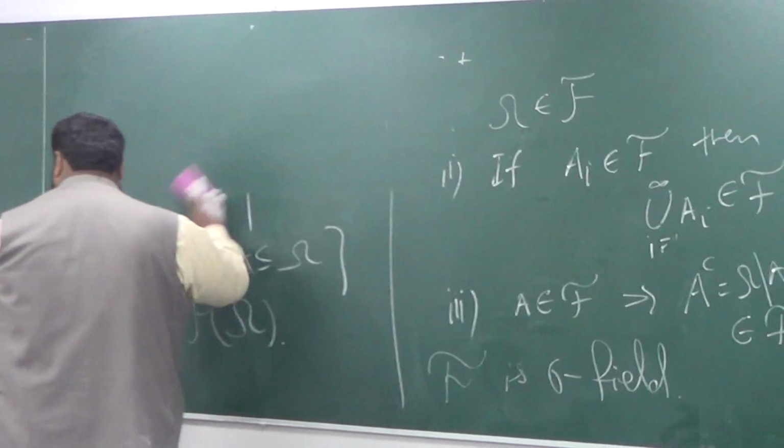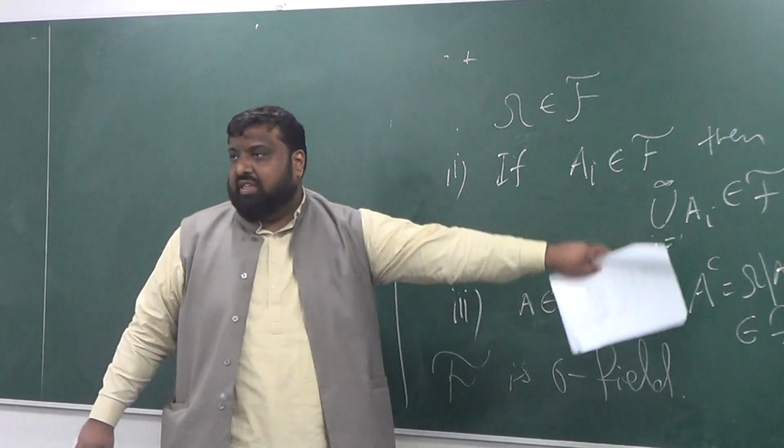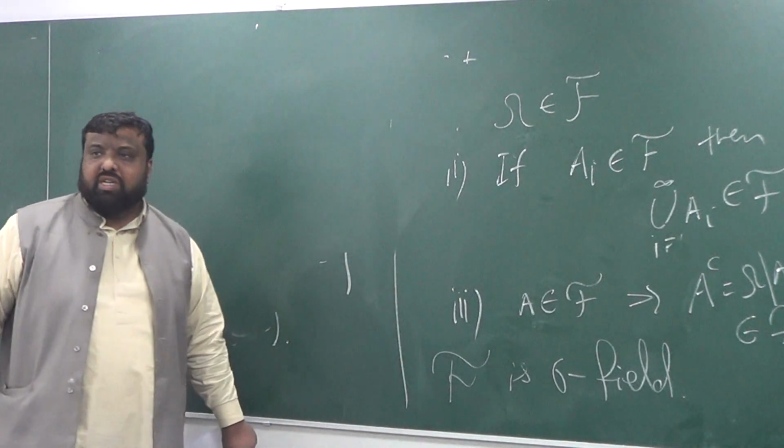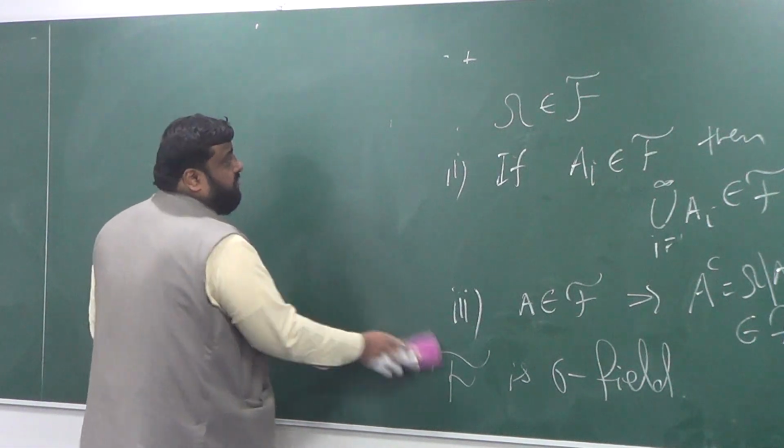Sir, these two are axioms for P. Yeah, obviously these are axioms. So if there is a probability measure, it must satisfy these two properties.